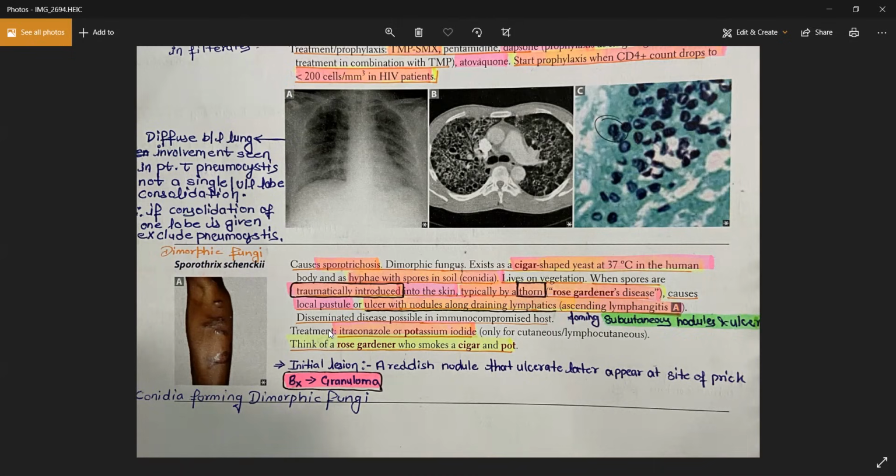What is the treatment? Treatment includes itraconazole or potassium iodide. Just like any other fungus, if you take a biopsy of the patient, you will get granuloma. The initial lesion would be a reddish nodule, which will become ulcerated later. And it is a dimorphic fungus.